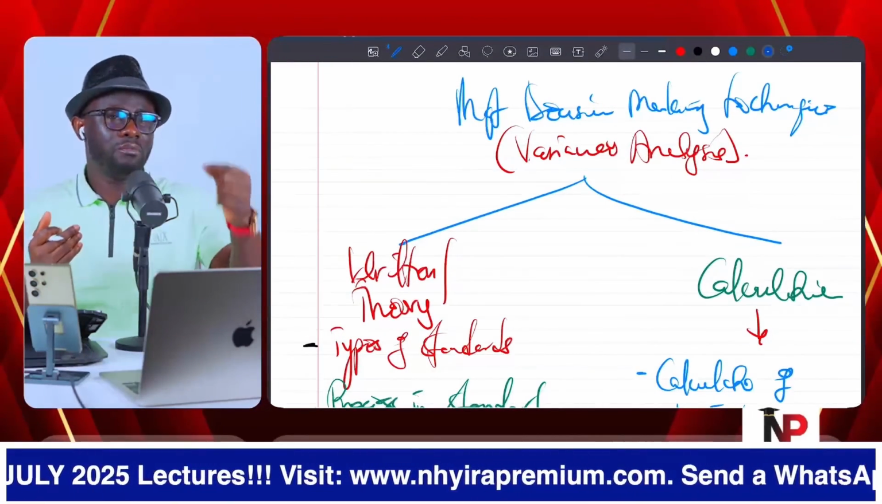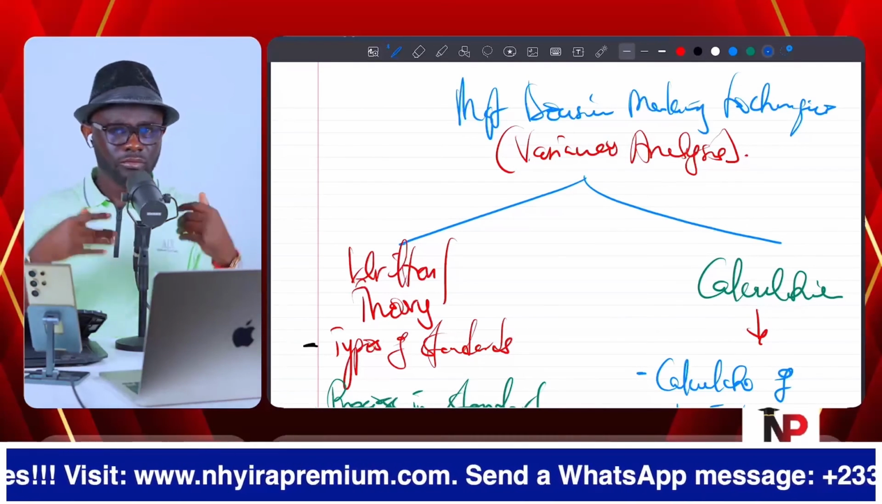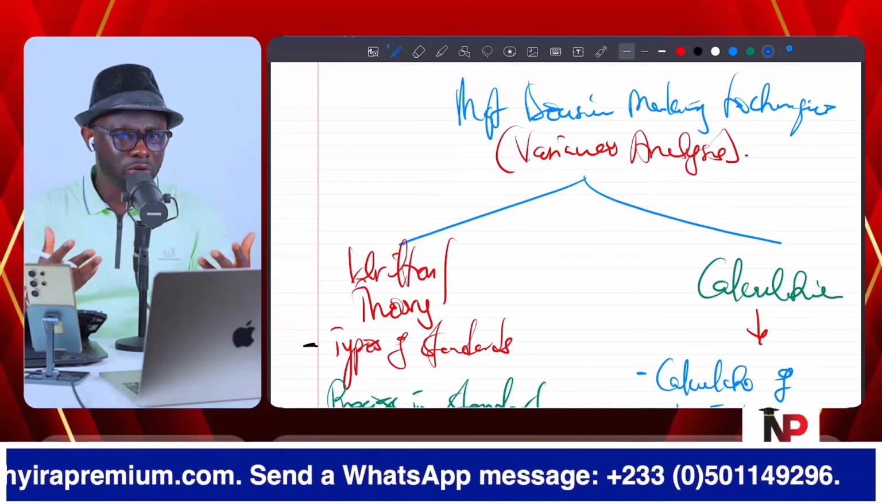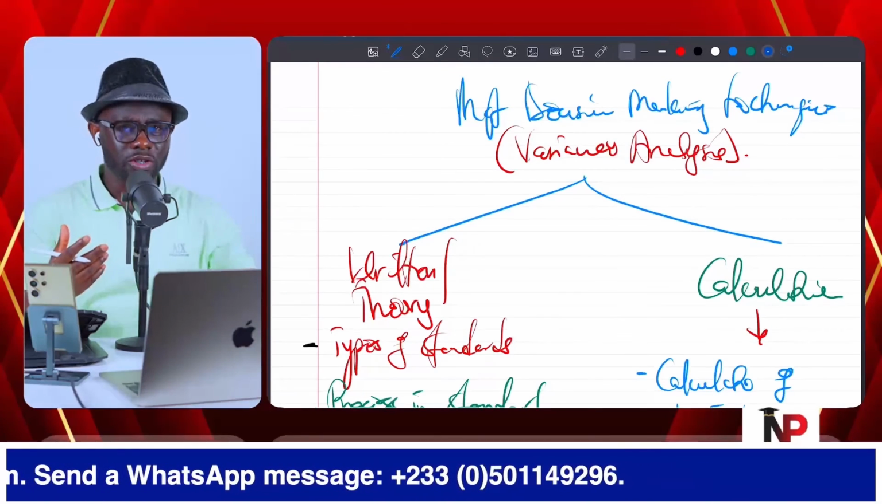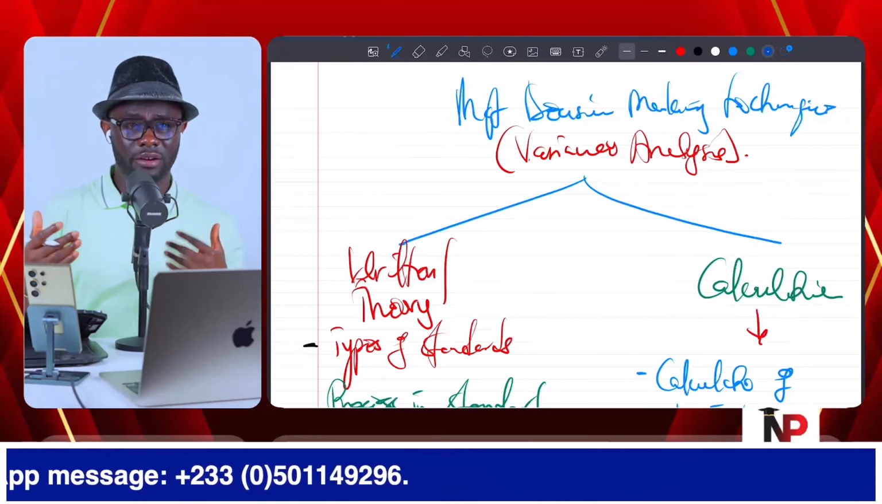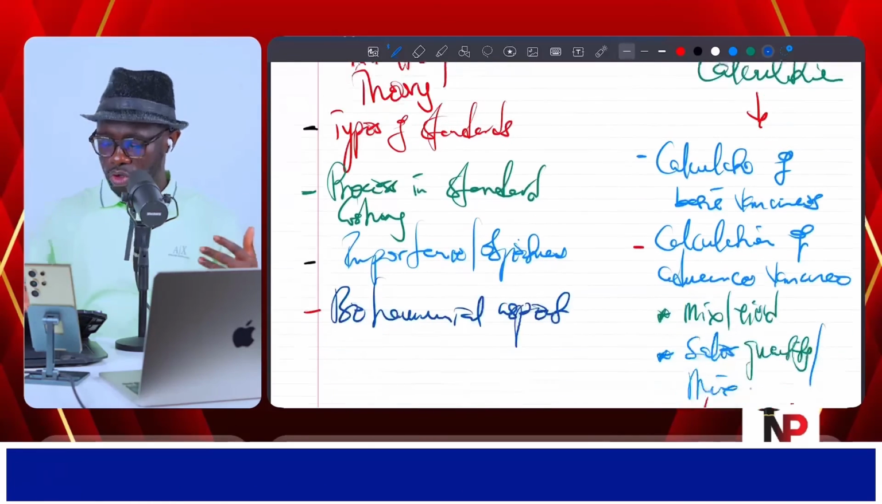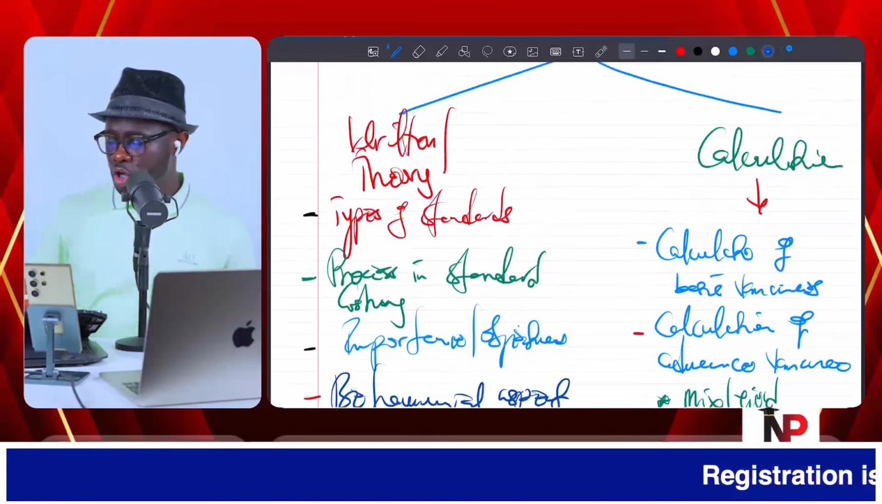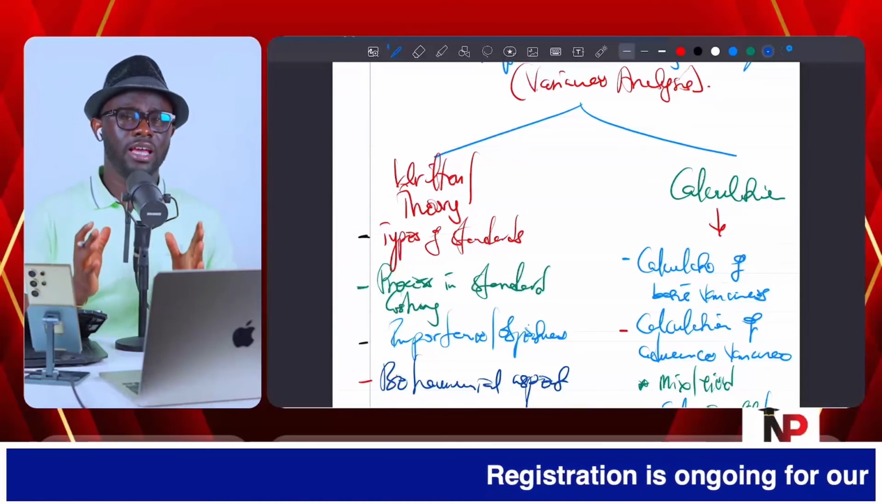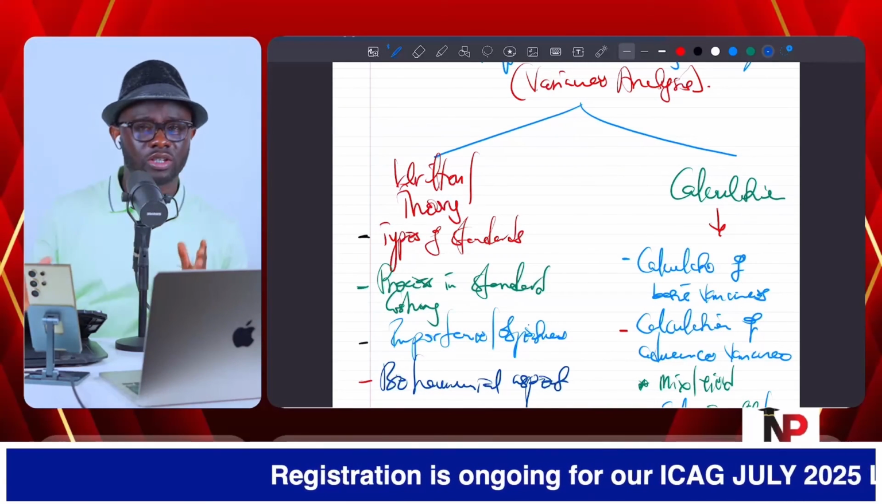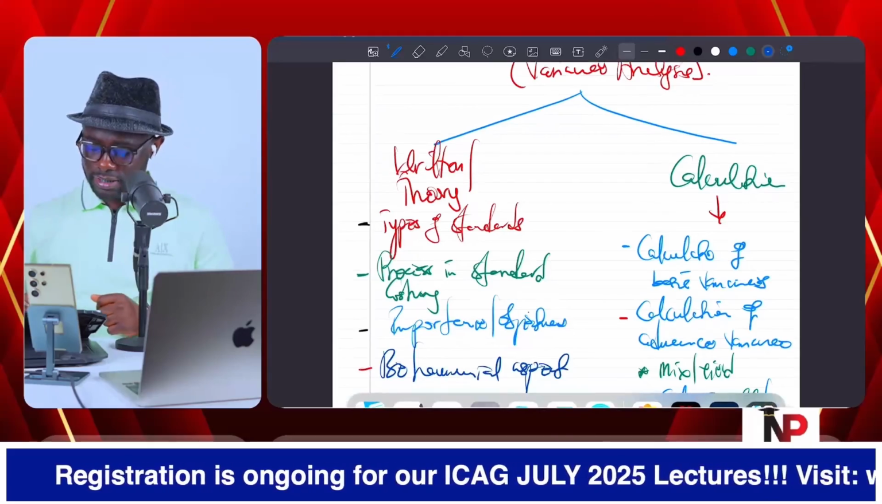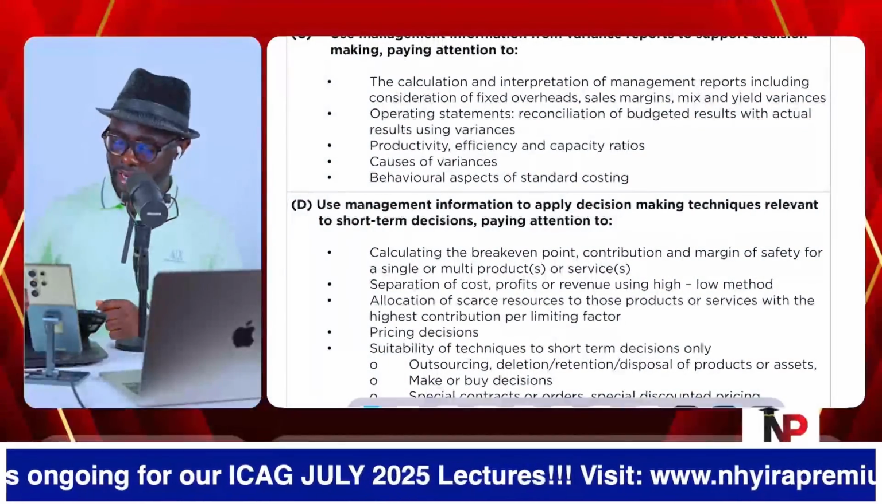So if the material price variance is adverse, why is that? What are the possible causes for that? What should management do? If the labor efficiency variance is favorable, why is that? What should management do? Those are the behavioral aspects. So when it comes to this area, these are the things that you must understand.